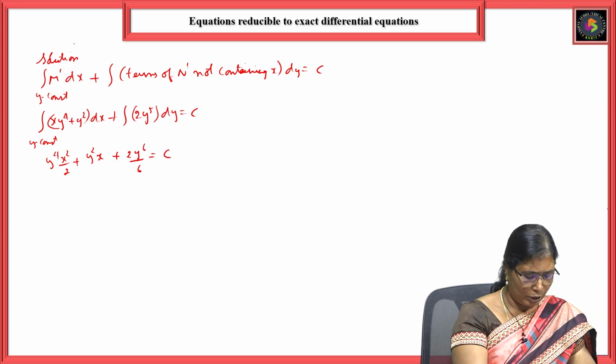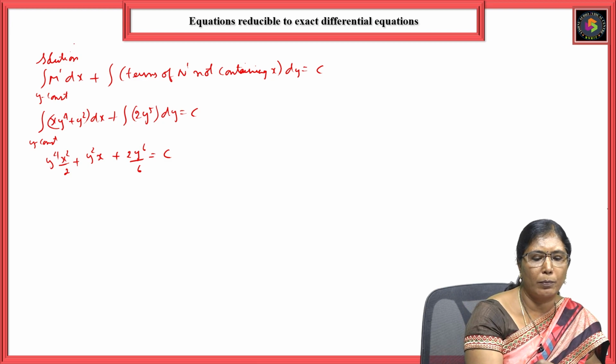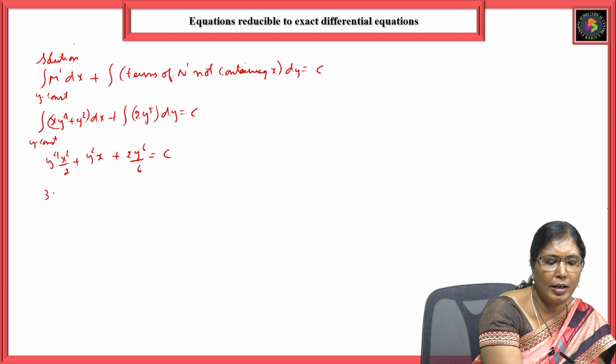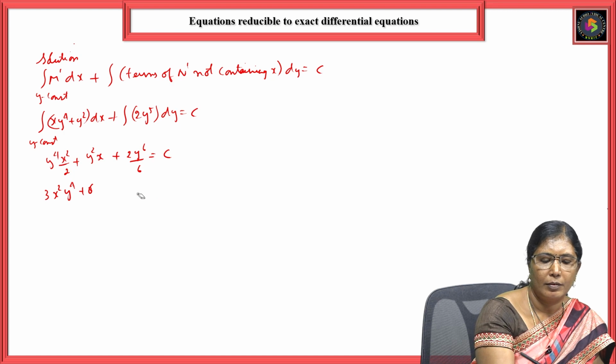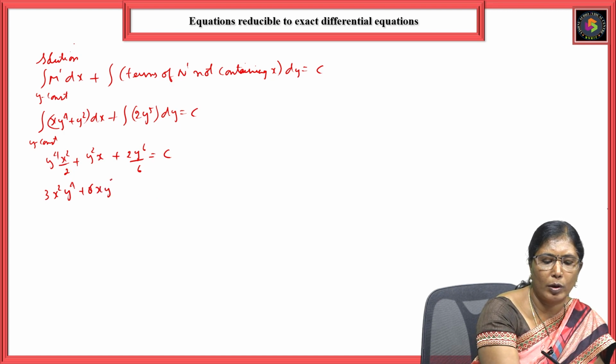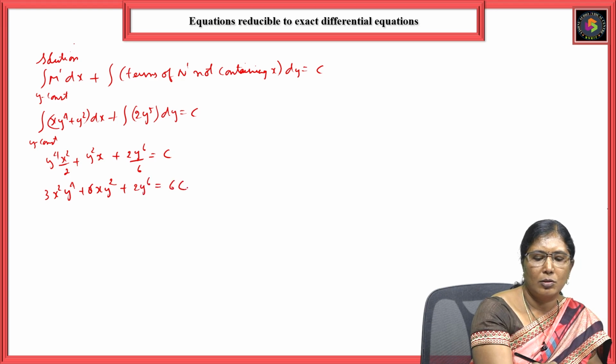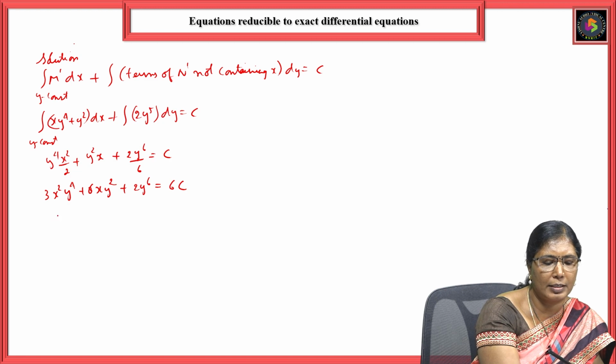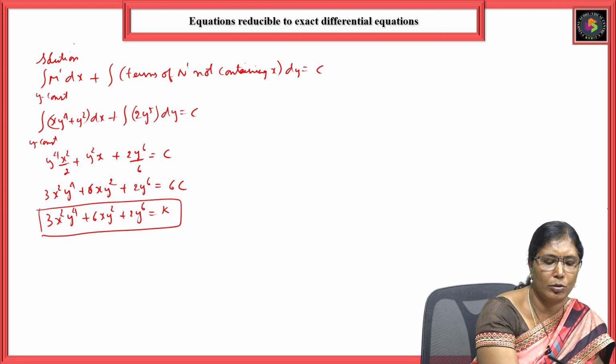So now we can remove this fraction by multiplying throughout by 6. So what do you get? 3x square y to the power of 4 plus 6xy square plus 2y to the power of 6 is equal to 6c. So 6c can be replaced by one more constant, that is k. 3x square y to the power of 4 plus 6xy square plus 2y to the power of 6 is equal to the integration constant k. So this is the solution.